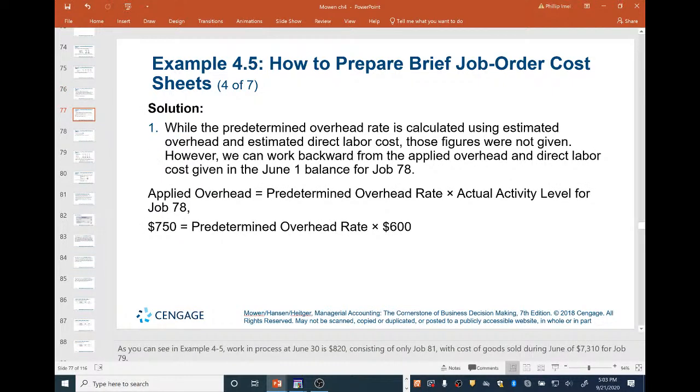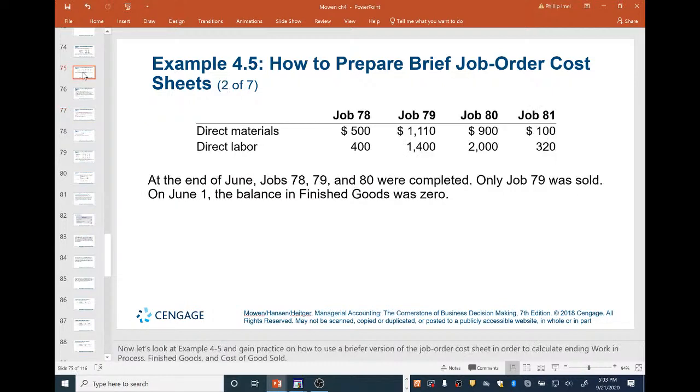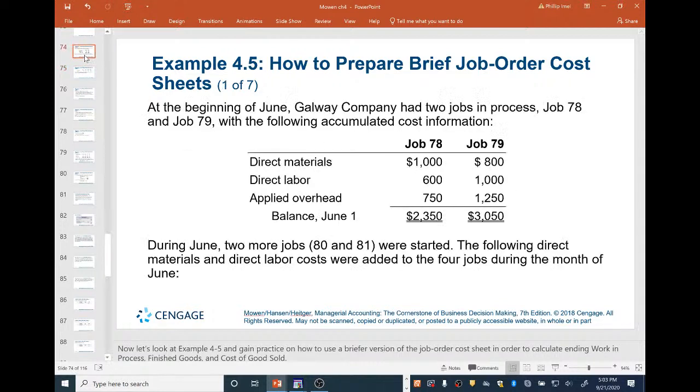So in this case, we have to work backwards, okay? Because it says here, while the predetermined overhead rate is calculated using the estimated overhead and the estimated direct labor costs, in this case, those figures were not given. So we can work backward from the applied overhead and direct labor costs given in June 1 balance for job 78, okay? So job 78, direct materials and direct labor, right?